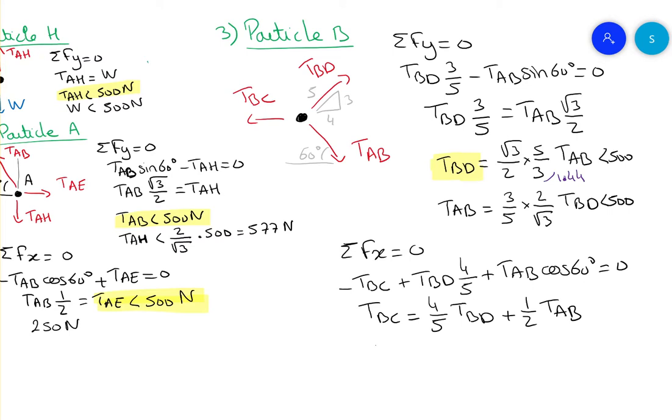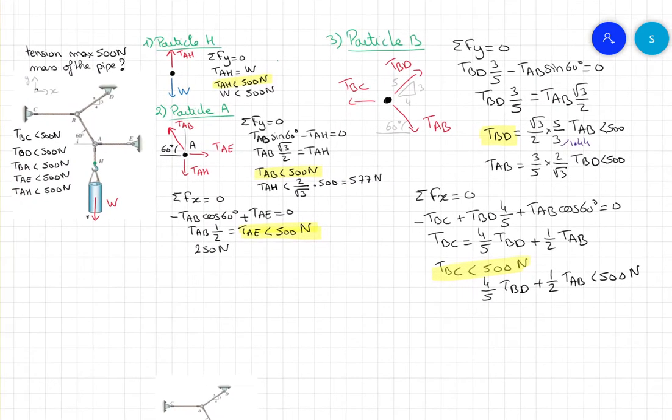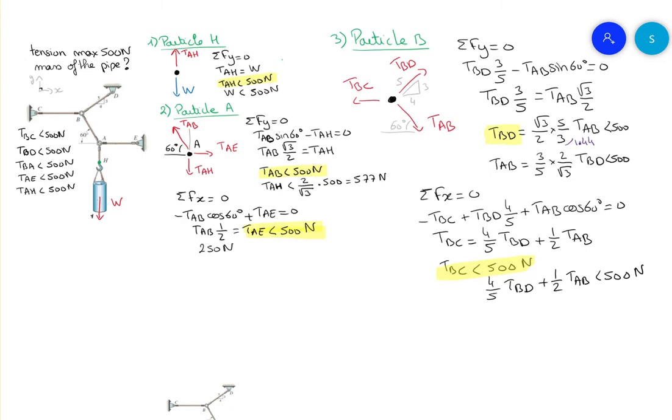Okay, and we need TBC to be less than 500 Newton. So we need that 4 divided by 5 TBD plus 1/2 of TAB is less than 500 Newton. Right? This looks to me like the more crucial one because TBC balances the two other forces. So let's begin by assuming that TBC equals 500 Newton.